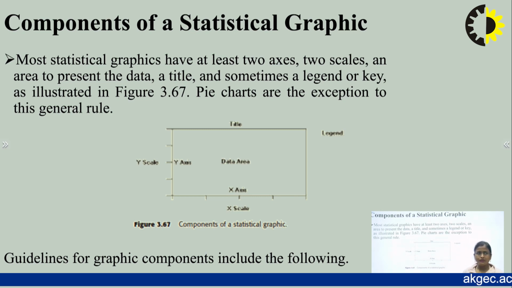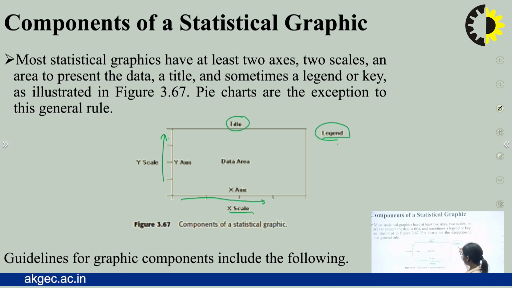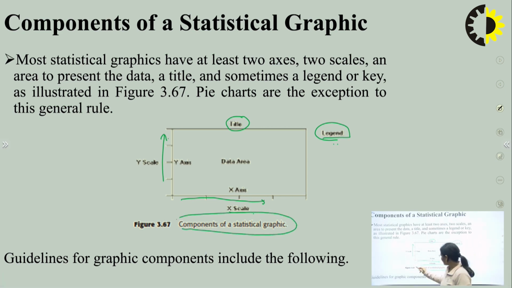The way we are dealing with our statistical graph is to draw an axis, that is the x-axis and the y-axis. So this shows our x-axis, that is x scaling. This shows our y-axis, that is y scaling, and this shows the title and the legend. If we are using color, then we have to use the legend also. And here we show what data we are comparing. So this is the guideline for graphic components, including the following.